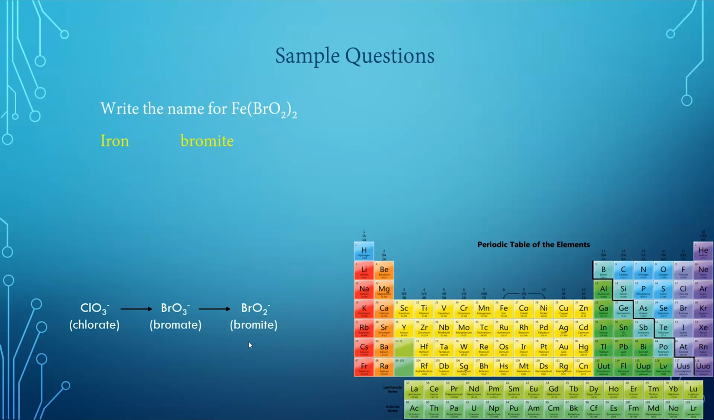If bromite has a -1 charge, and there are two of them, that adds up to -2. That means the iron would have to have a +2 charge to balance it out, and thus our compound would be iron(II) bromite.